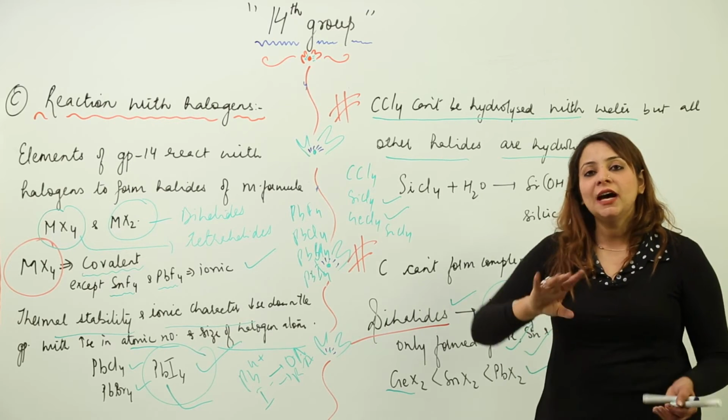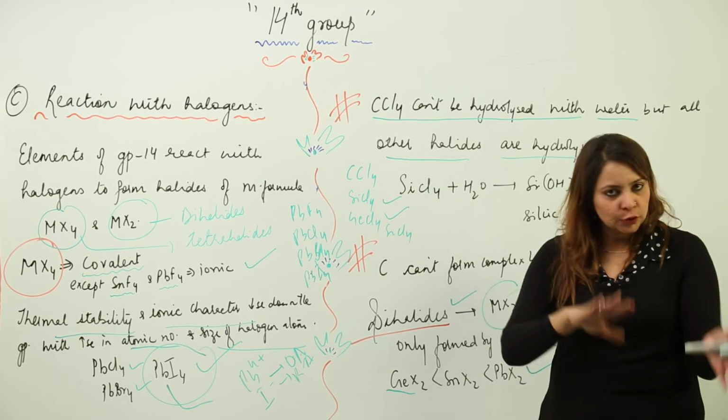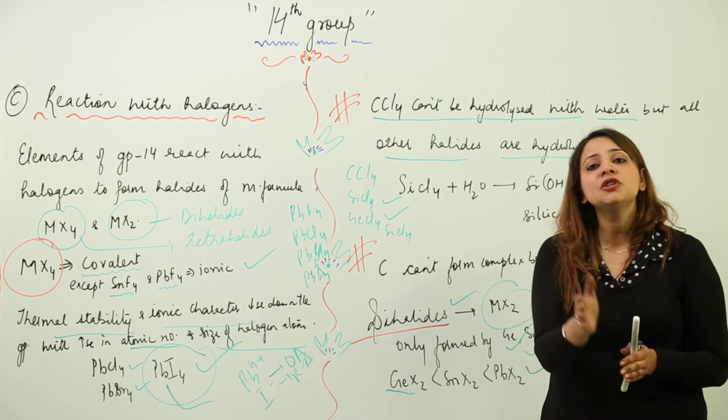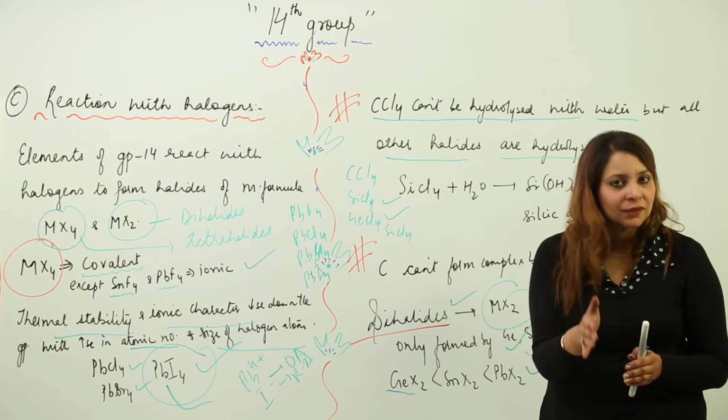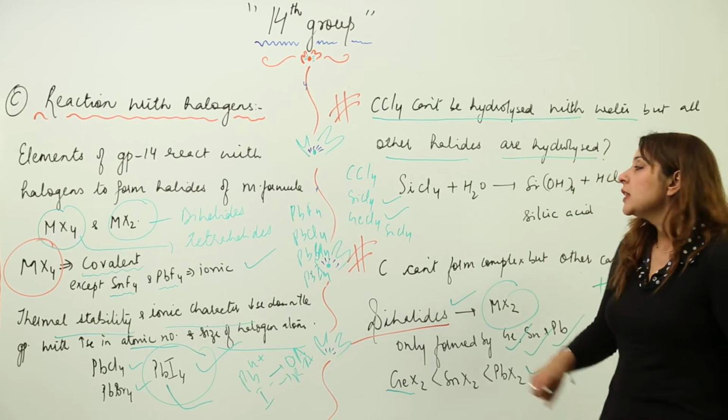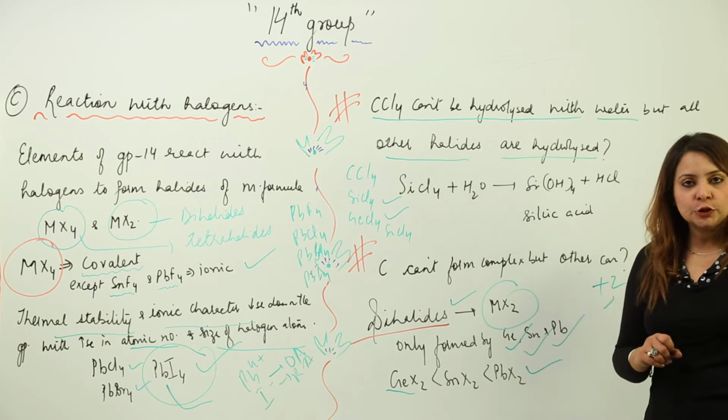That means they are not electron rich, they are not electron deficient, they are electron precise. That means they have the number of electrons that is required to attain stability. So coming to this point: why can't CCl4 be hydrolyzed?